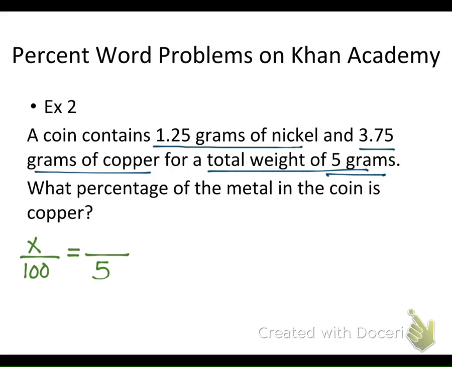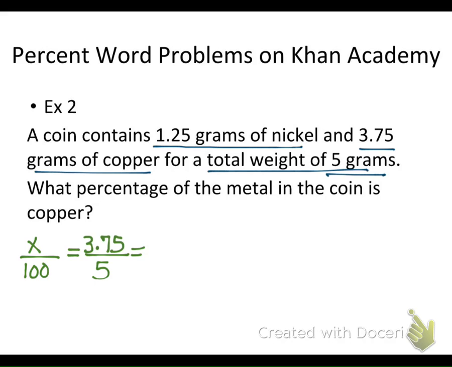Now, this is where you're going to have to determine what information you need and which information you don't need. We're trying to find the percentage of the metal in the coin of copper. So which number am I going to use? Am I going to use the number that goes with nickel or the number that goes with copper? Copper. So what's the number that goes with copper? All right.